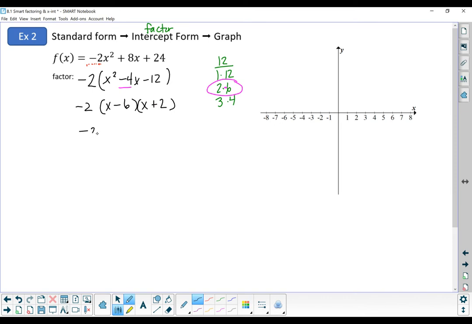And if you were factoring it and you wrote it like this, with the x plus 2 first and the x minus 6 second, that's also fine. The order of the 2 factors doesn't matter. They just need to be the same factors.